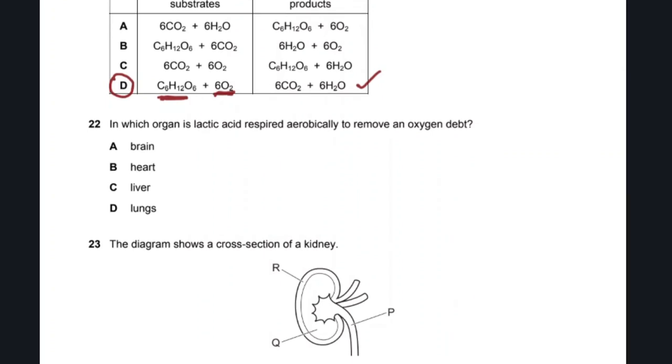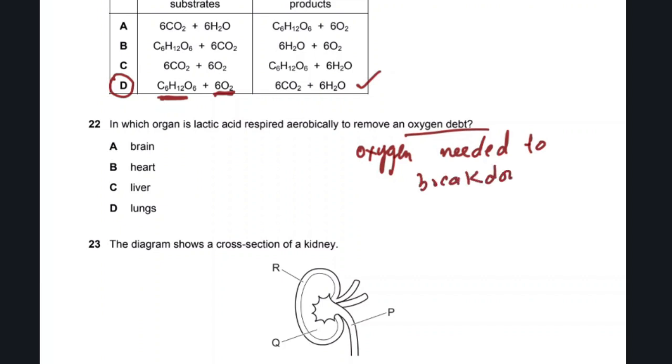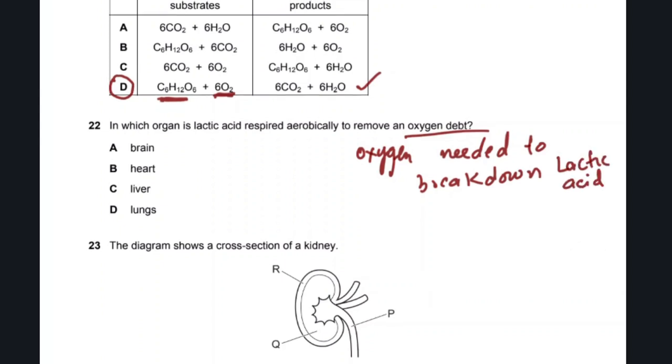In which organ is lactic acid respired aerobically to remove the oxygen debt? Oxygen debt is that oxygen amount needed to break down the lactic acid. So this is needed to break down lactic acid. This process occurs in the liver, because in the liver maybe it's converted into glycogen, converted into glucose, but lactic acid will be broken down.